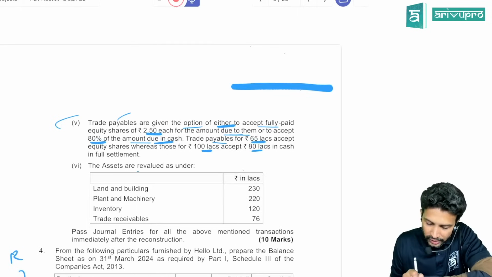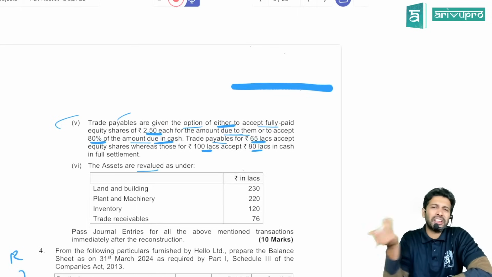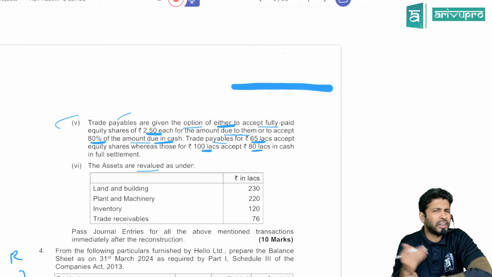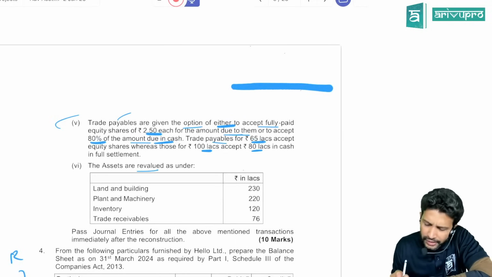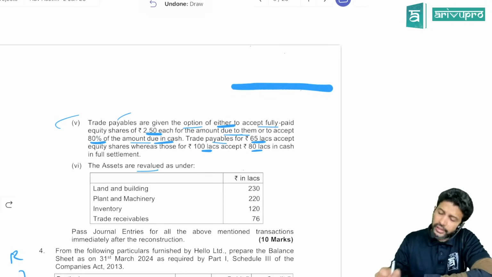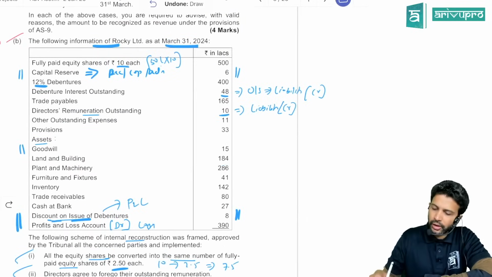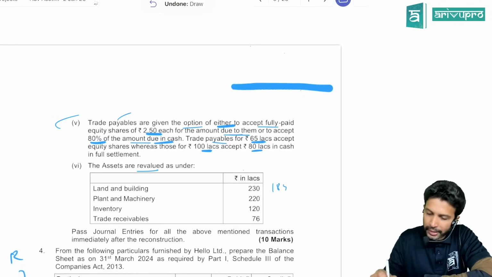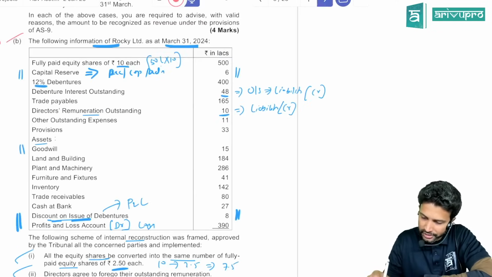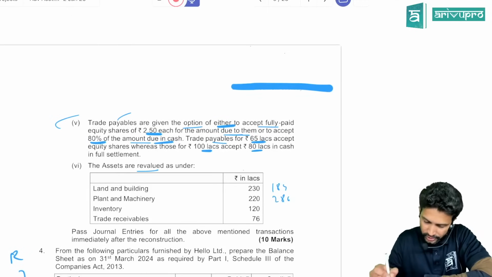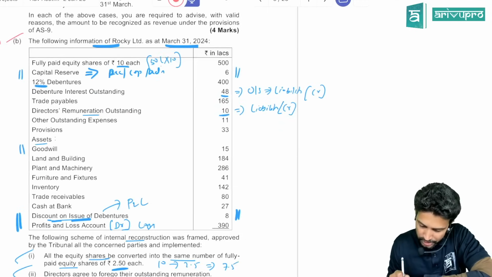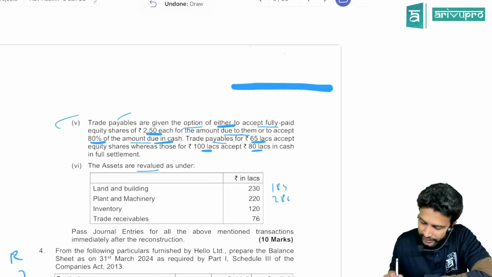Okay, moving along. Assets were revalued. Some assets would be increased, most assets would be reduced. For that, we need to pass a journal entry. Assets are revalued. Land and building was at 230. Go back to the balance sheet. What was the land's original value? 184. From 184, it became 230. I'll write it parallelly over here. Building and machinery, how much is it? 286. Inventory and receivables: inventory is how much? 142. And this is 80.